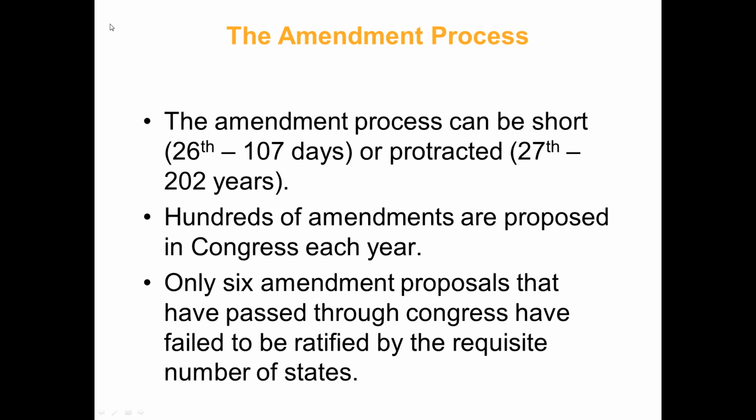A few other interesting notes about the amendment process. There's a pretty high degree of variance in terms of the length it takes. The shortest amendment from proposal in Congress to ratification by the requisite number of states was 107 days. On the other hand, the longest process was over the span of 202 years, this being the 27th Amendment, which interestingly was approved by Congress at the same time as the Bill of Rights.